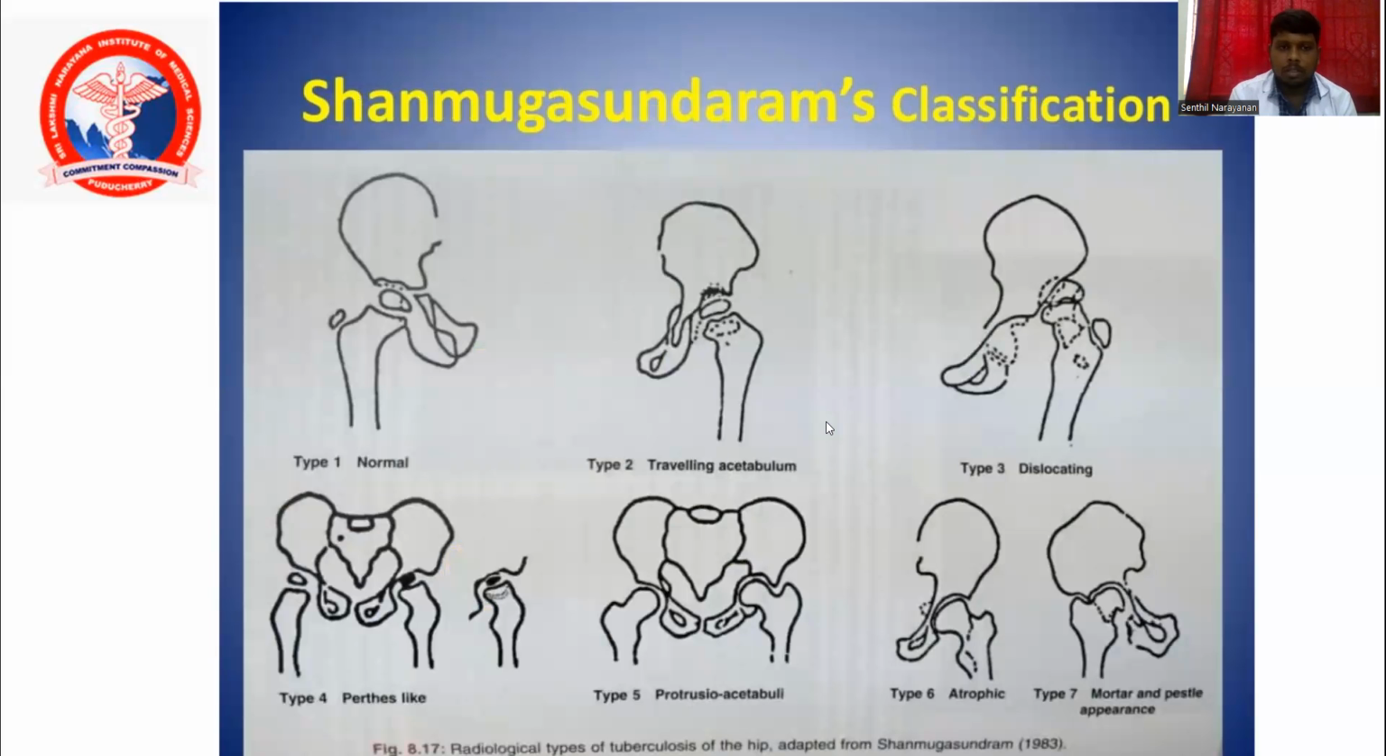So this is Shanmugasundaram's classification. Type 1 is the normal, type 2 is traveling or migrating acetabulum, type 3 is dislocating hip, dislocatable hip. So type 4 is Perthes like hip, and type 5 is protrusio acetabuli, type 6 is atrophic, and type 7 is motor and festule appearance.